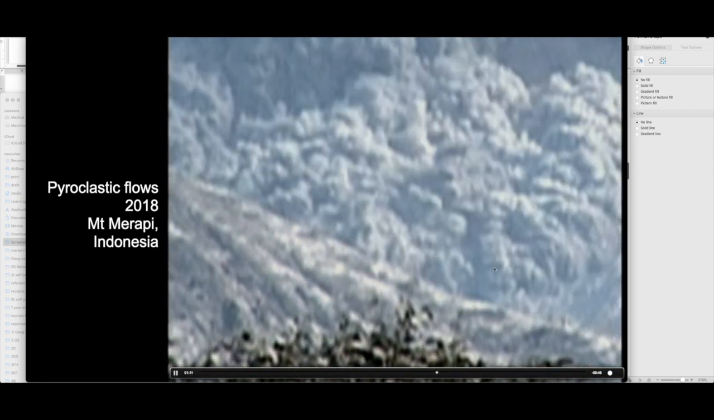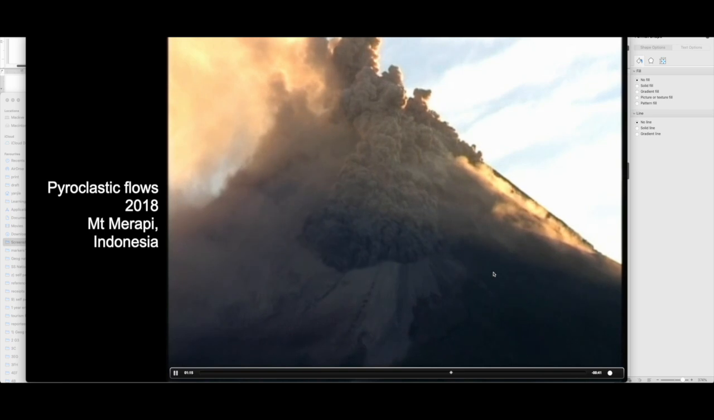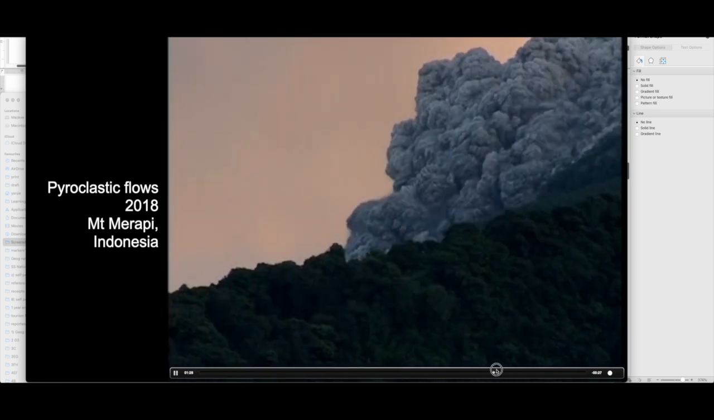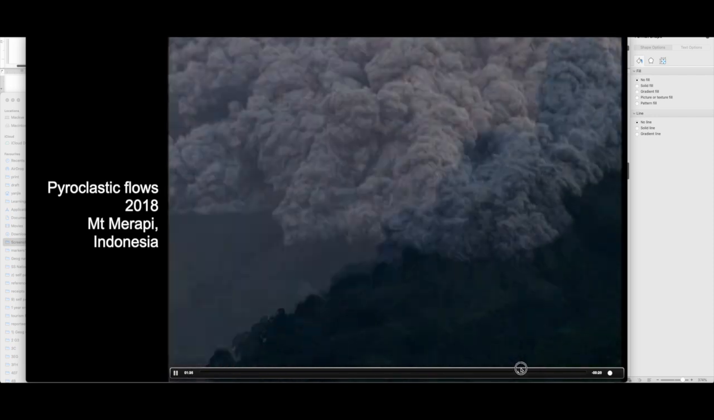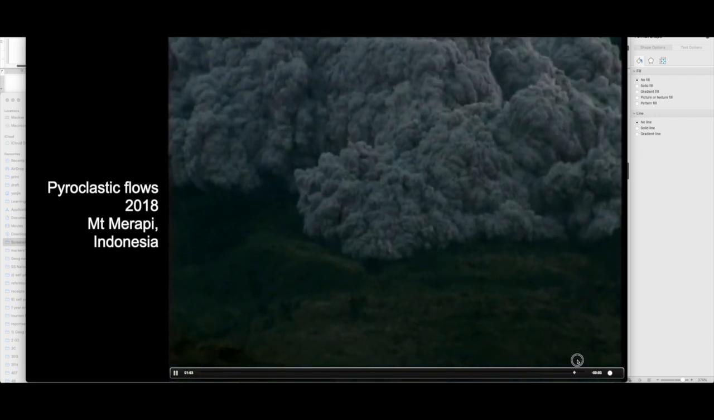Okay, there's a more zoomed-in version. You see this rushing down the slope. So this is how fast pyroclastic flow can be. Okay, so you can imagine what happens when it goes onto human property, villages, or even forests.